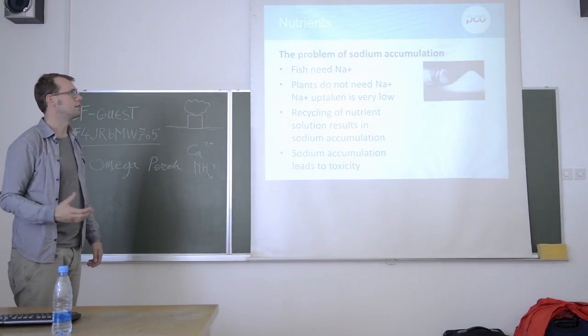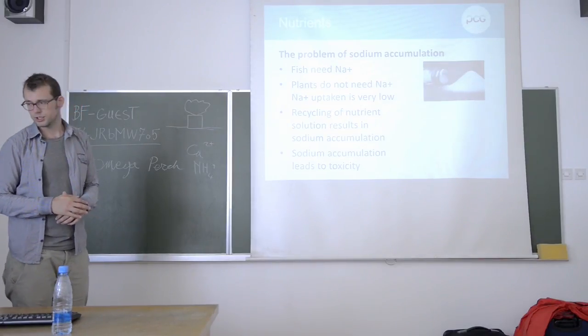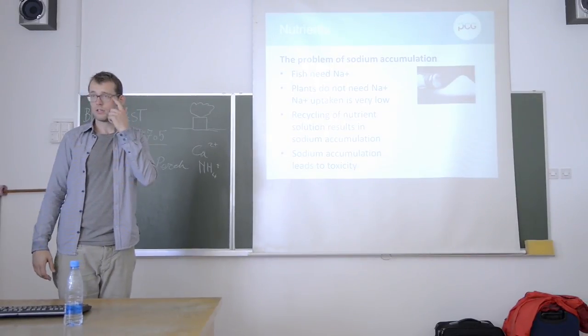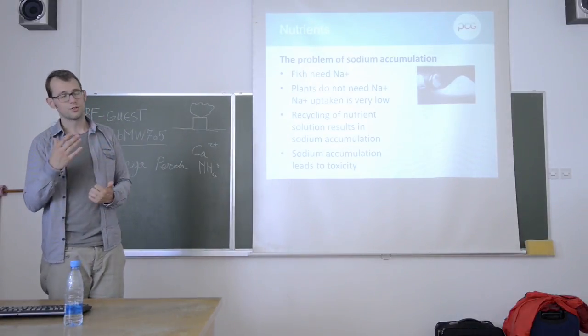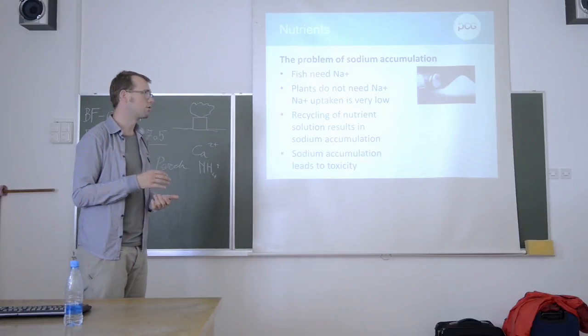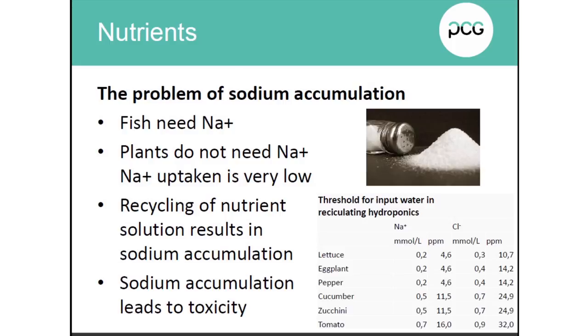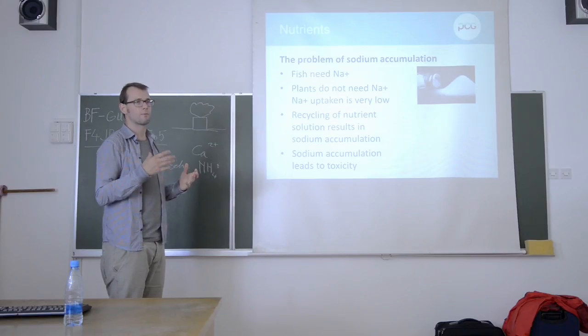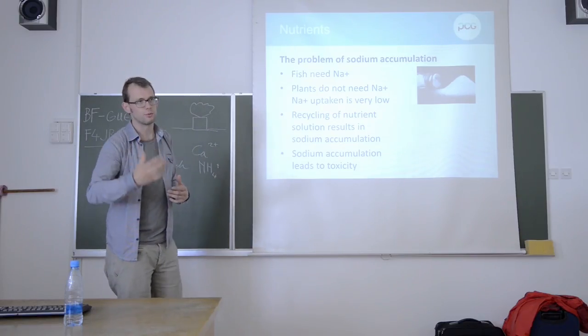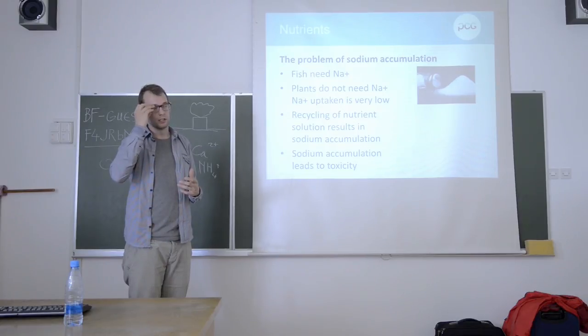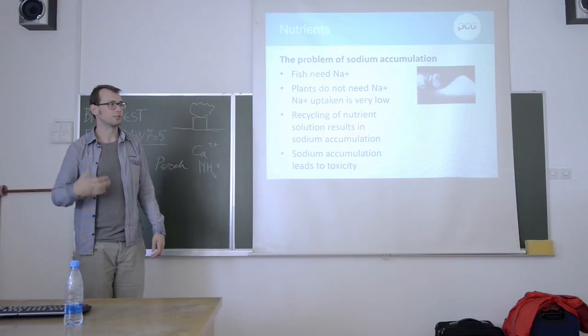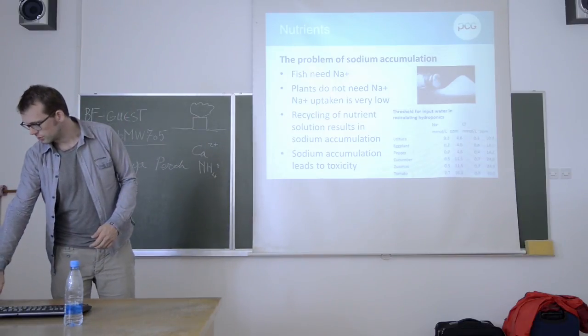Then there's a potentially big problem, the problem of sodium accumulation. So fish need sodium, all animals need sodium, but plants, they do not need it. So sodium is only taken up by plants in very low concentrations. Now, when you keep on recycling this nutrient solution, the sodium will start accumulating. Eventually, it will lead to direct toxicity. But even before that, the sodium will contribute so much to the general electrical conductivity, the general EC in your root environment, that it will stop water uptake and your plant will start to wilt just because of the amount of sodium near the roots.